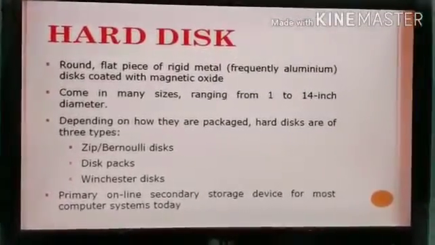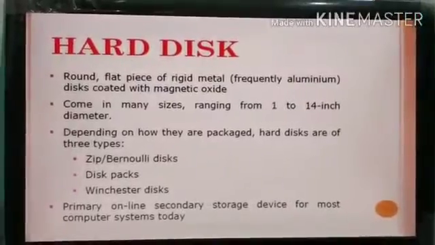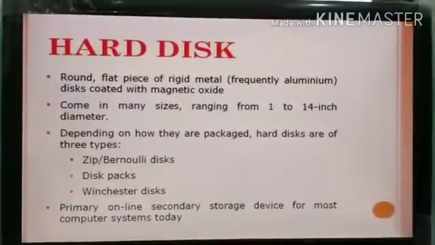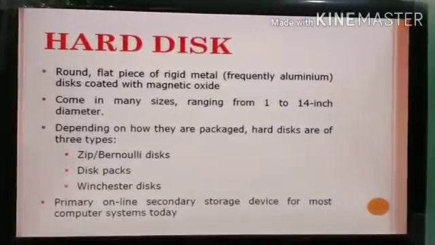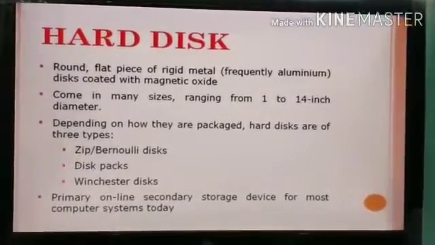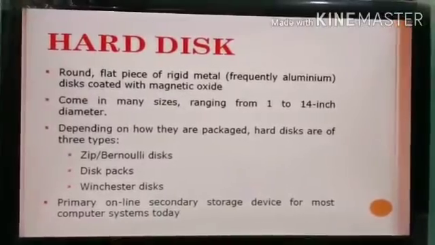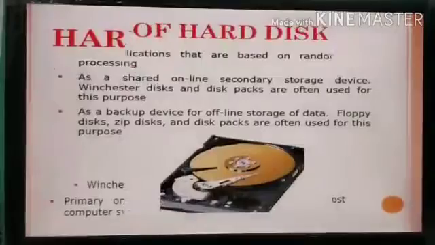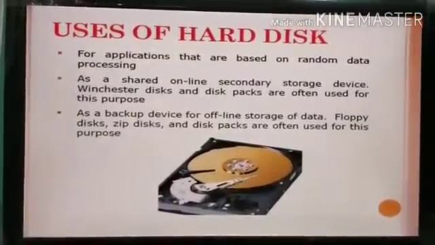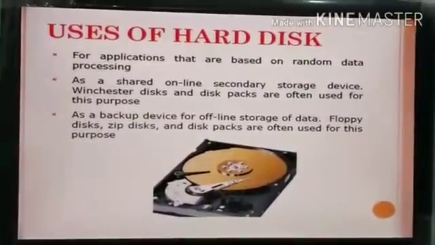Nowadays, there are three types of hard disks we are using: zip disk, or we can say Bernoulli disk, disk packs, and Winchester disk. Hard disk is the primary secondary storage device for most computers, laptop or desktop today. Here you can see the picture of a hard disk.